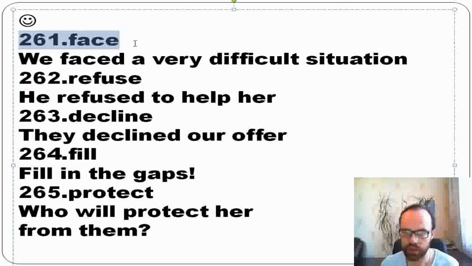Face, we faced a very difficult situation. It means we had a very difficult situation. Refuse, he refused to help her. Decline, they declined our offer. Fill in the gaps. Protect, who will protect her from them?